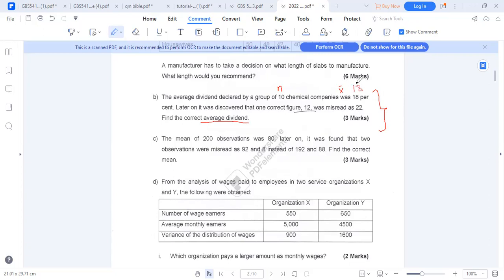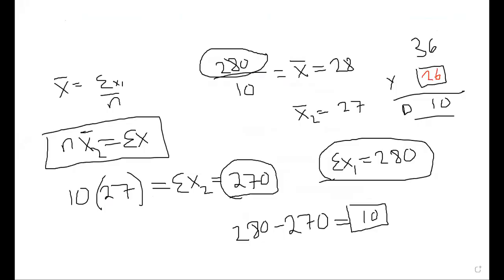So put 18. Then it was discovered later on that there was one figure in these 10, which was read as what? Supposed to be 12, but it was misread as 22. So this was an overstatement. They overstated by how much? By 10. So find the correct average. These are on the averages. So let's put our data together.